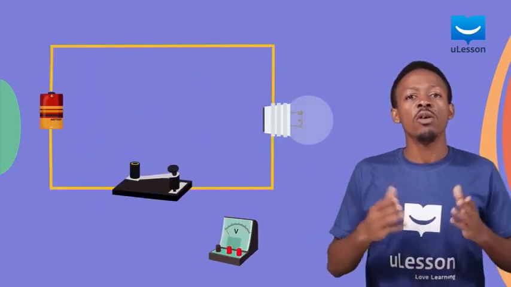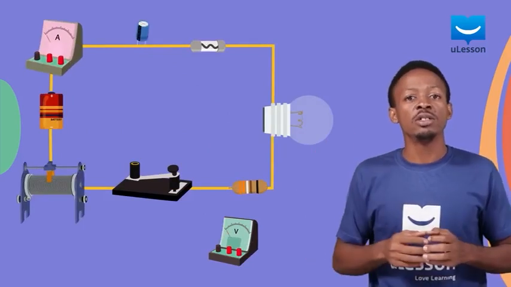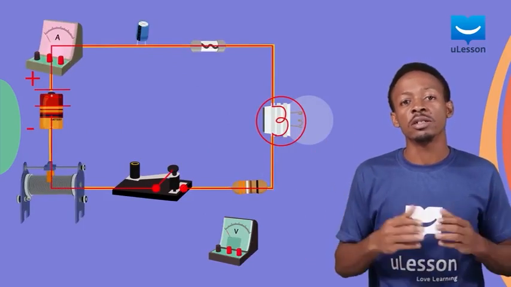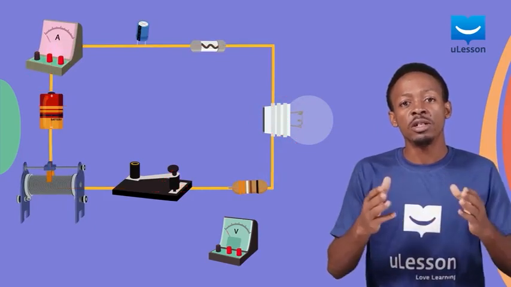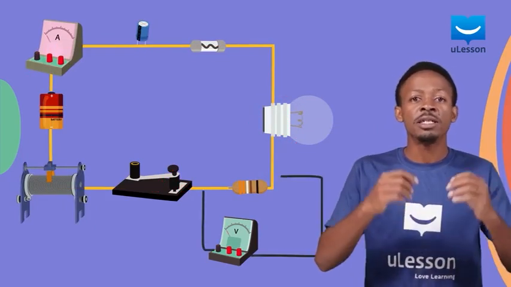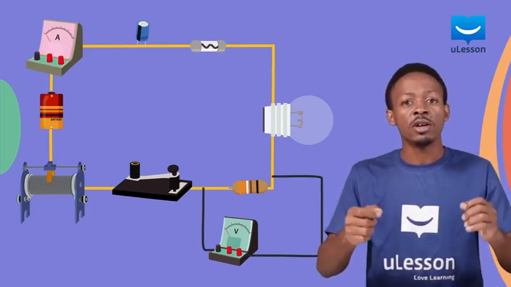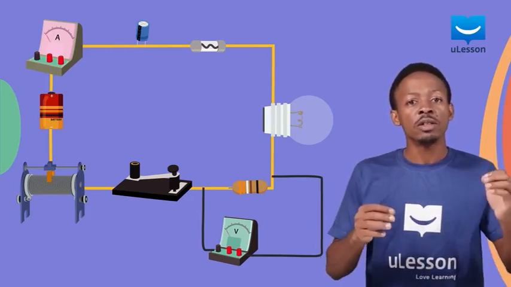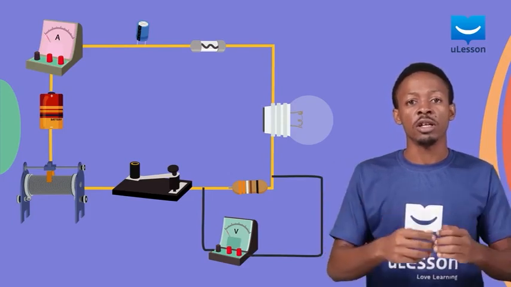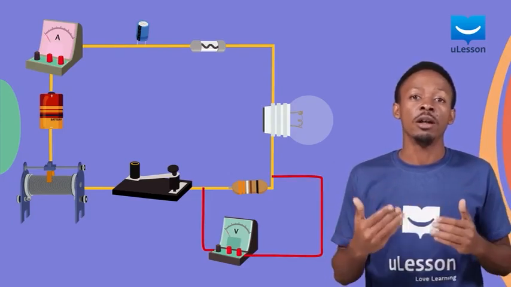Note, when all these components are connected end to end, it is known as a series connection. But as you can see, the voltmeter is connected differently. It is placed side by side with the circuit such that the corresponding ends of the component meet the rest of the circuit at 2 junctions, as shown. This is known as a parallel connection.